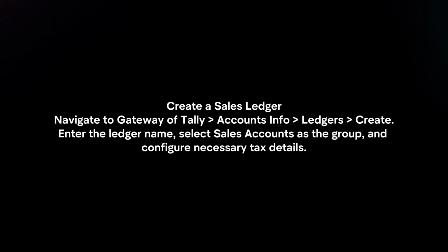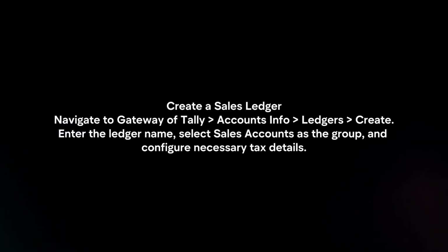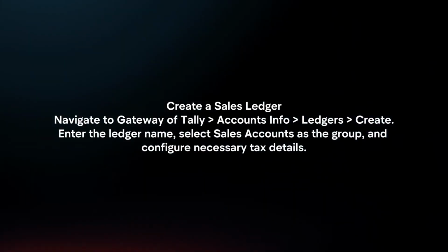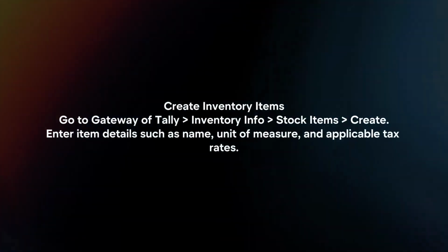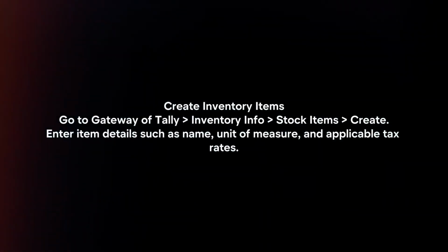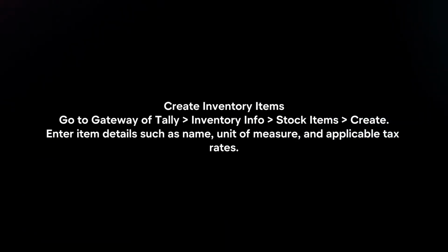Create a sales ledger. Navigate to Gateway of Tele, Accounts Info, Ledgers, Create. Enter the ledger name, select Sales Accounts as the group, and configure necessary tax details. Create inventory items. Go to Gateway of Tele, Inventory Info, Stock Items, Create. Enter item details such as name, unit of measure, and applicable tax rates.